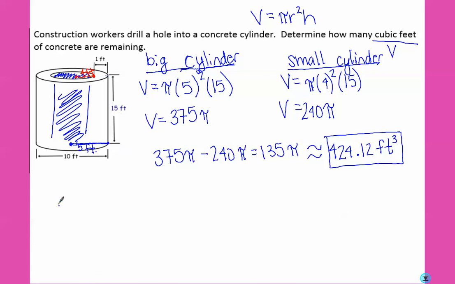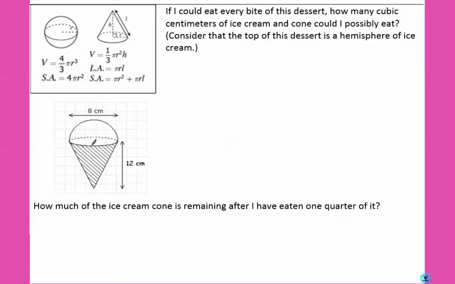All right, so that had us taking a piece out of another. Now we're going to have two pieces put together. So if I could eat every bite of this dessert, how many cubic centimeters of ice cream and cone would I have eaten? The top of this dessert is half of a sphere, one hemisphere of it. And then the bottom, the cone, is a cone. So we're going to have to find the volume of two things. We're going to have to find the volume of the cone, and we're going to have to find the volume of the ice cream.